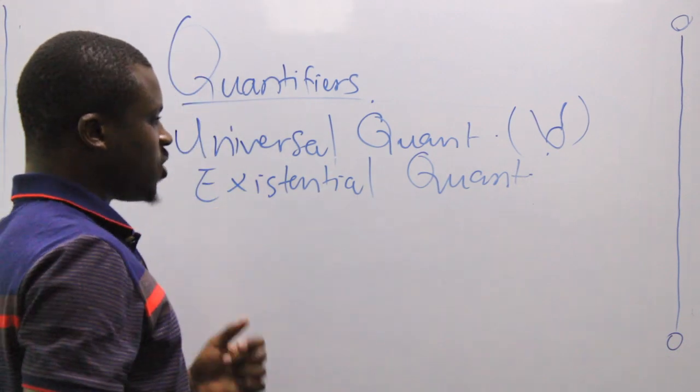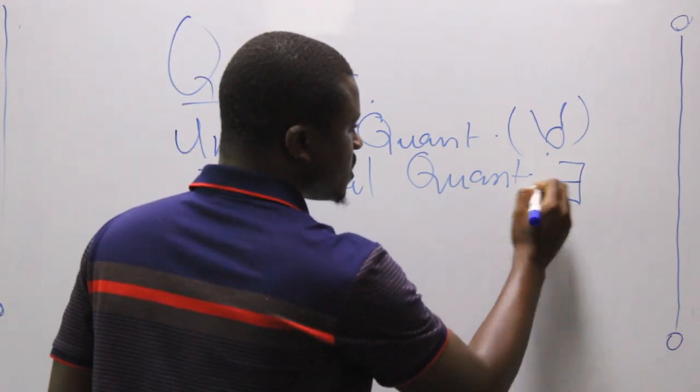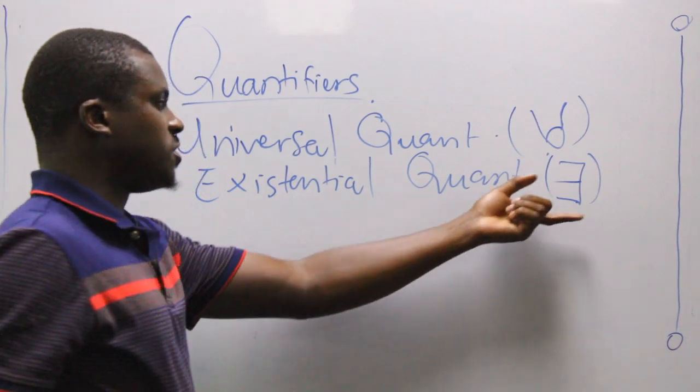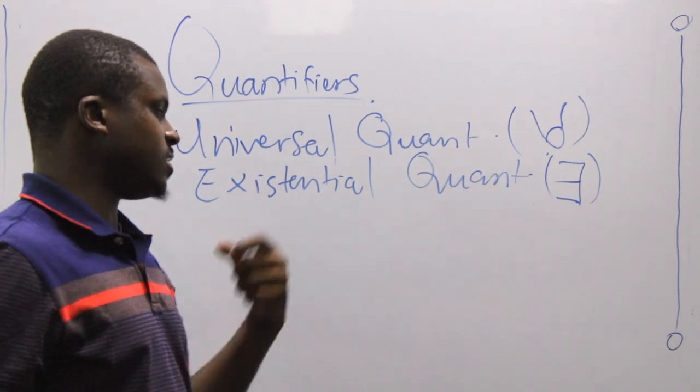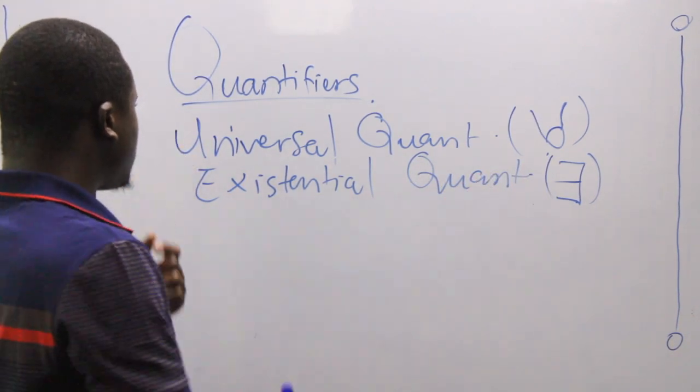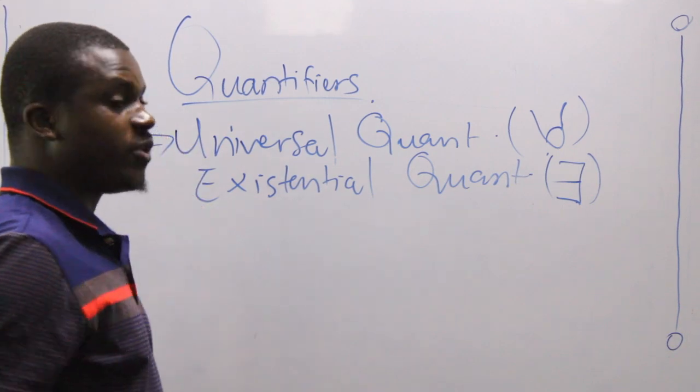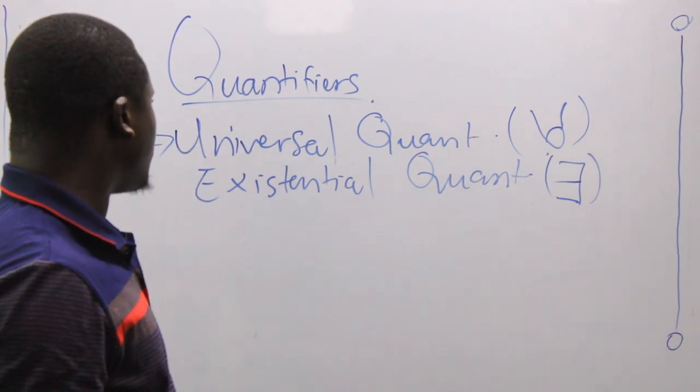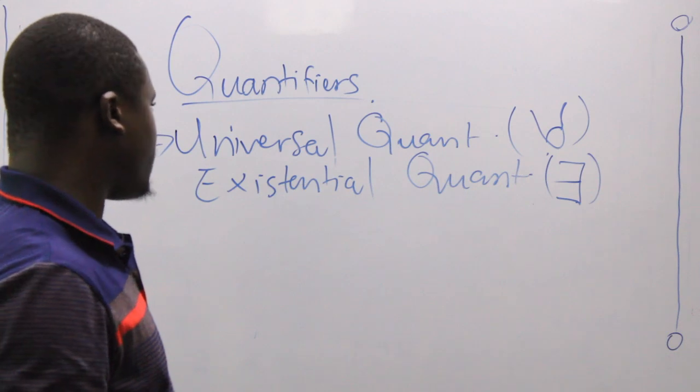And for the existential quantifier, we use this symbol, which is read as "there exist." We call it "there exists." Okay, so I'm going to start with the universal quantifier.